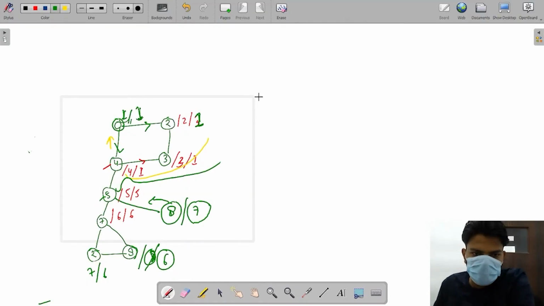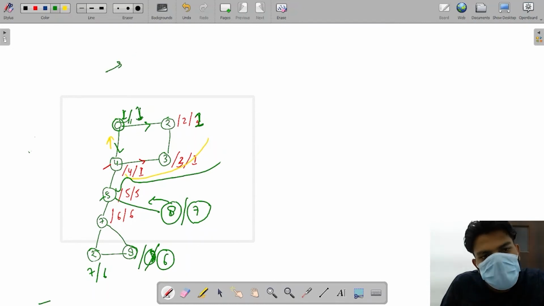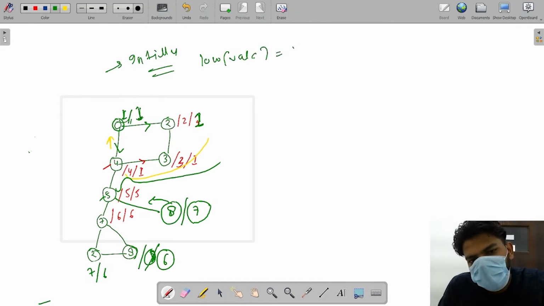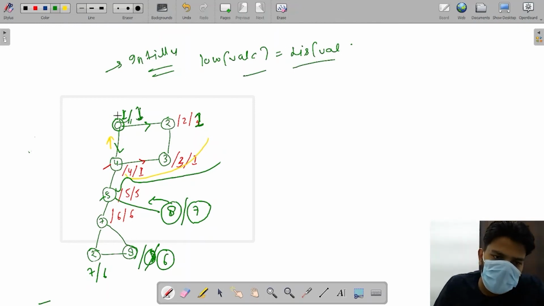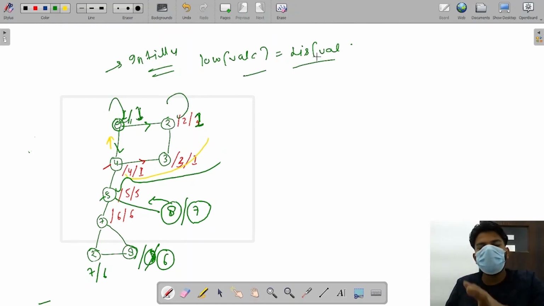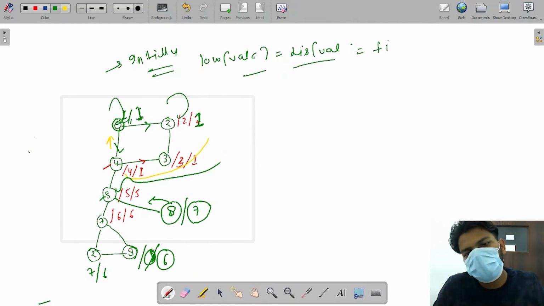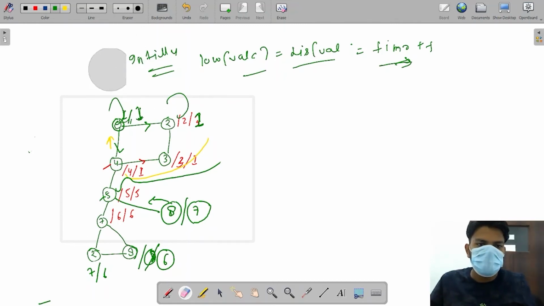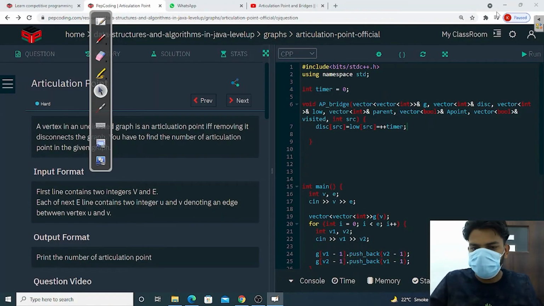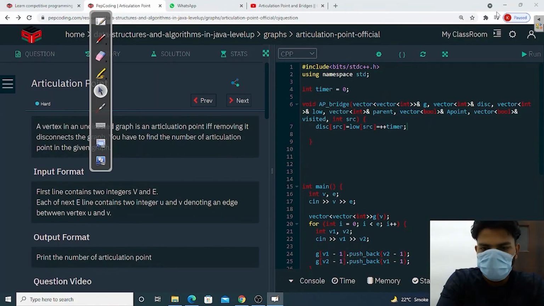In this part, initially we take the low value equal to the discovered value of the vertex. Why? Initially it will point to itself. So we take the low value equal to the discovered value, and we increase the timer globally. So you just update 1 2 3 4 5 6 7. So we just update our timer, and then we take a counter 0.